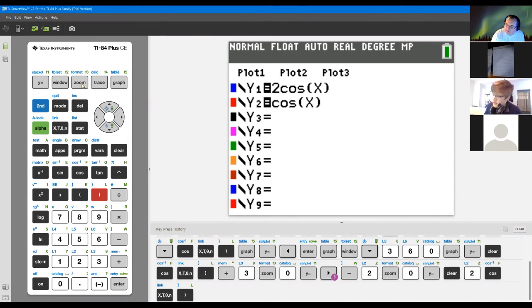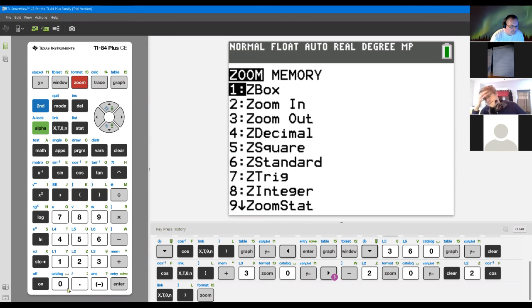The 2 should stretch the graph. Michael, do you agree with that? Do you think the 2 is going to stretch this cosine so the y values are twice as big as they were before? Yeah, I agree. Yeah, I agree as well. And let's just verify that.